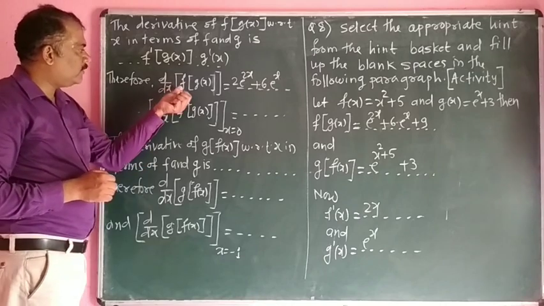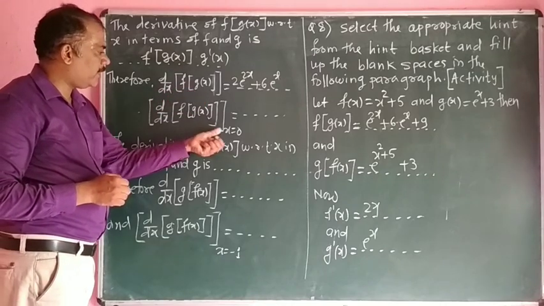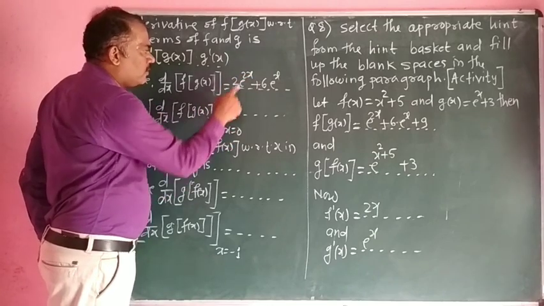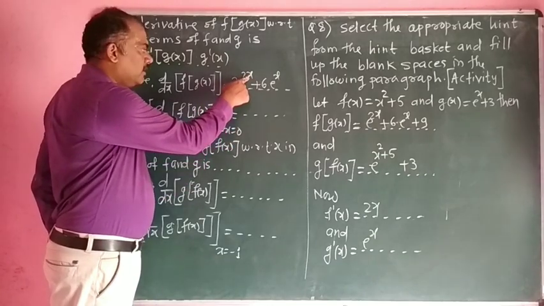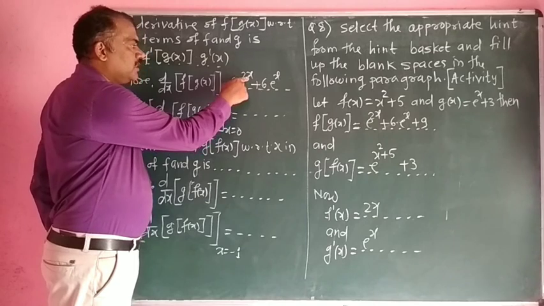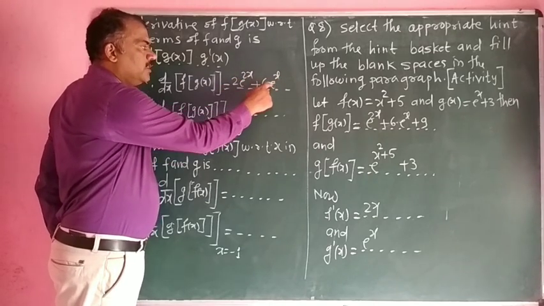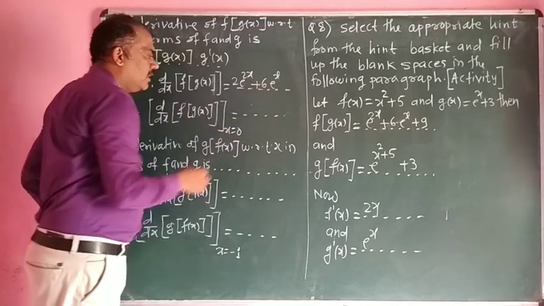Now we have to find the value of this d dx of f of g of x at x equal to 0. That is, we put x equal to 0. e raised to 0 is nothing but 1. That is, we get the 2. Here e raised to 0 is nothing but 1. 1 into 6 is 6. 6 plus 2 is nothing but 8.